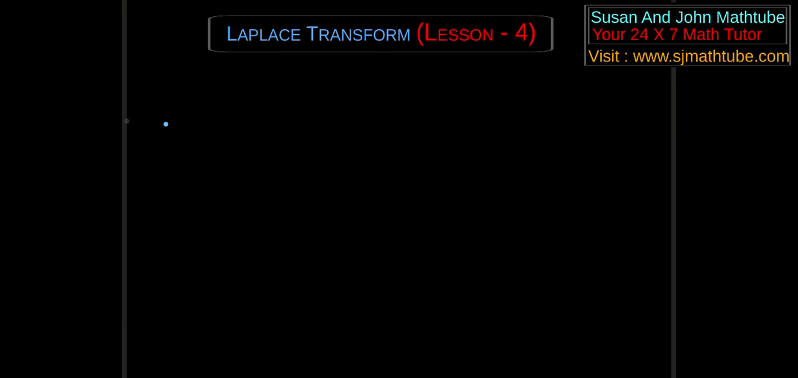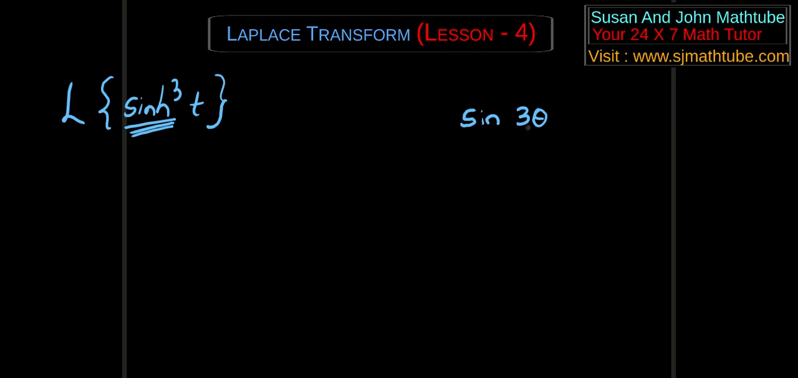Okay, now let's go for a little bit more complicated problem. Please write, find the Laplace of sine cube t. So what should we do first? Yeah, we have to start with the trigonometric equivalent. In the last video, we learned how to find the Laplace of cos cube and sine cube. So what we do is, we always start with sine 3 theta or cos 3 theta according to the question. They will ask you cube, you will start from 3 theta.